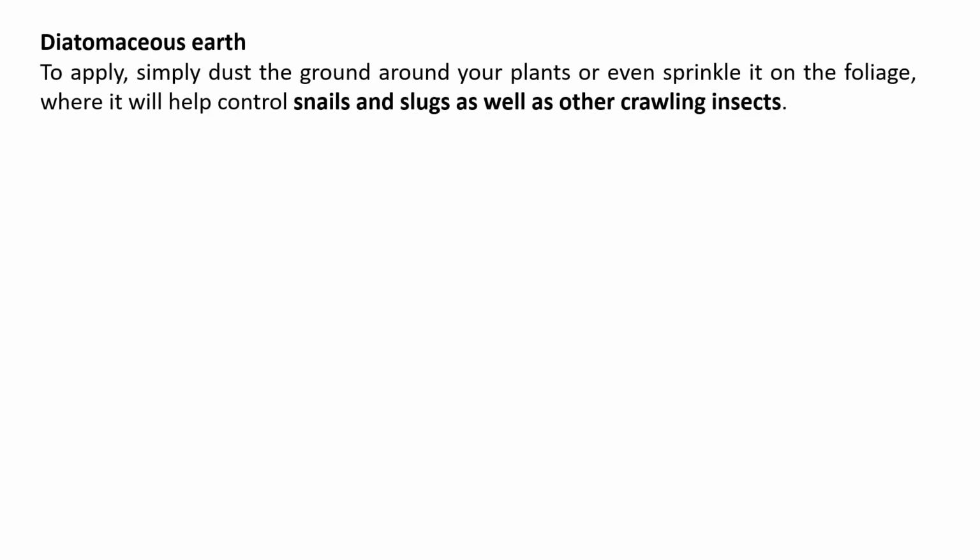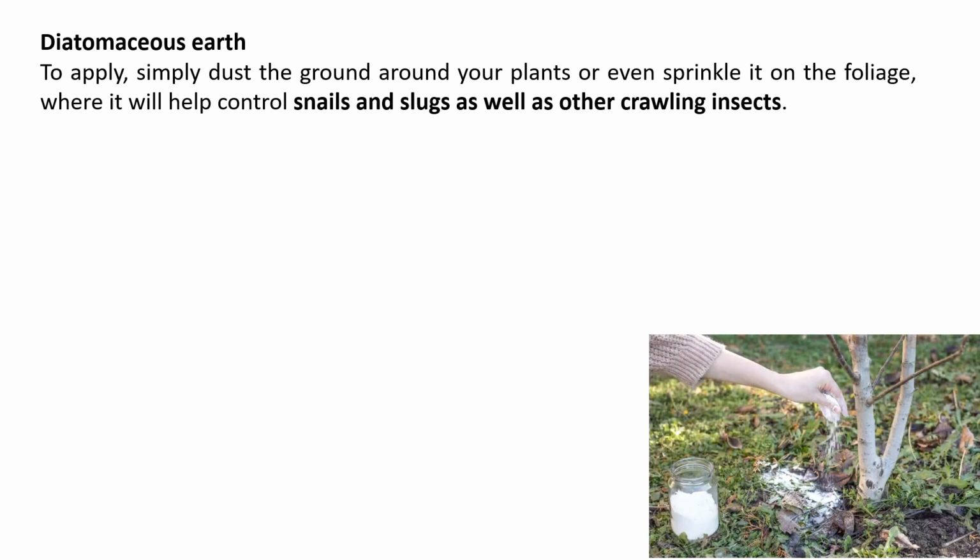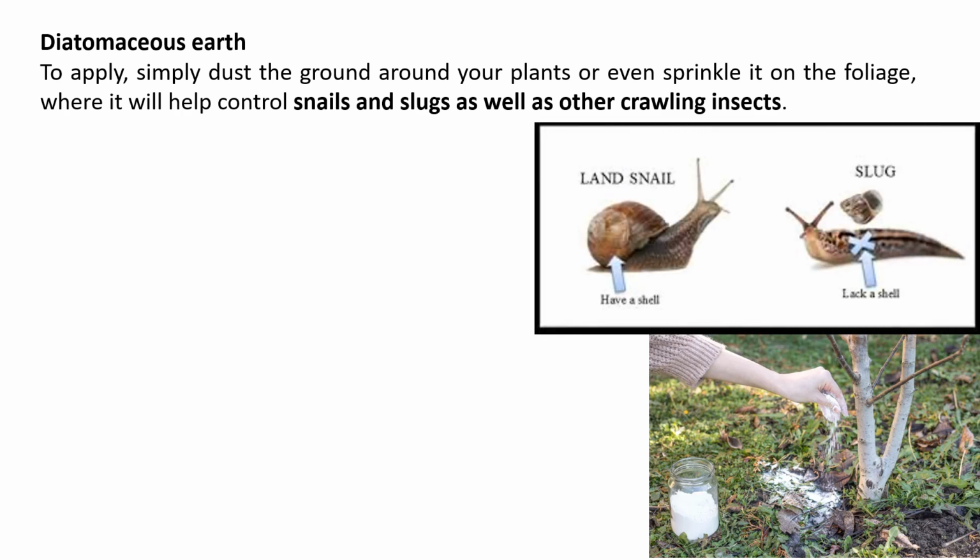Diatomaceous earth is a mineral source. To apply, simply dust it on the ground around the plant, as shown in the picture. Around the plant is a white powder. We can also sprinkle it on the foliage, where it is helpful to control snails and slugs as well as other crawling insects. Snails have a shell, but slugs do not have shells.